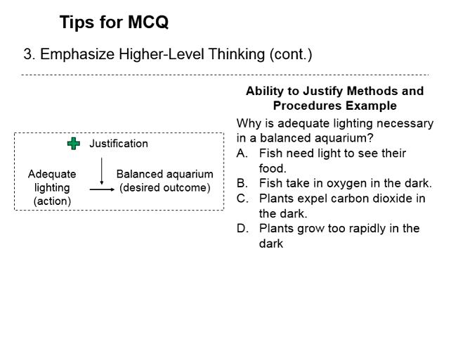Or it may be in the mode of justification, which is used to assess the ability of the students to justify certain things. The example question: why is adequate lighting necessary in a balanced aquarium? Adequate lighting is an action. A balanced aquarium is the desired outcome. Now the question is asking the students to justify the action in order to achieve the desired outcome.